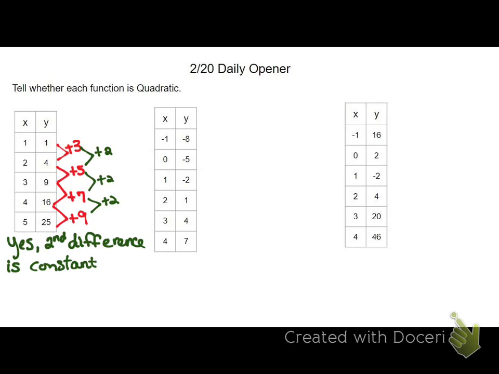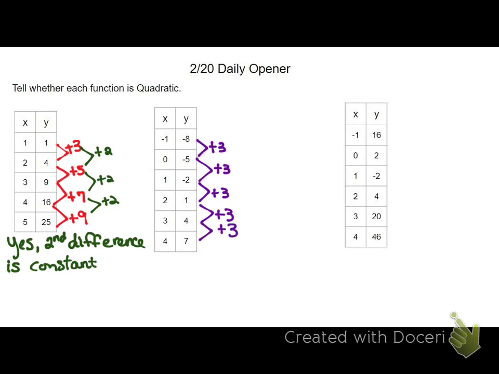Okay. So let's look at our next table. The first thing you have to identify, are all your x's the same? No, they're all different numbers, right? So then we look at our y's. We're going to find the difference the first time. So how do I get from -8 to -5? Plus 3. Then plus 3 again. Then plus 3 again. Then plus 3 again. And last but not least, plus 3 again. Okay, so this is my first difference.